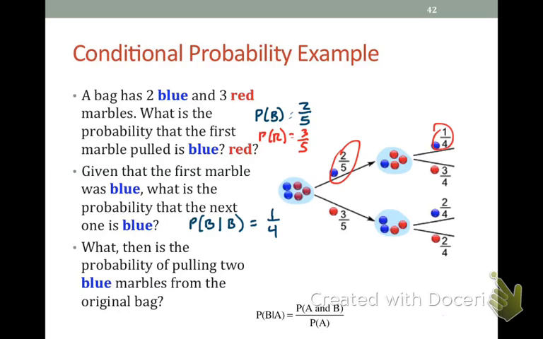What then is the probability of pulling 2 blue marbles from the bag? In other words, what it's saying is, what is the probability of a blue and blue? Well, it's just the probability of 2/5 times the probability of blue given blue, which is 1/4, which is 1/10.